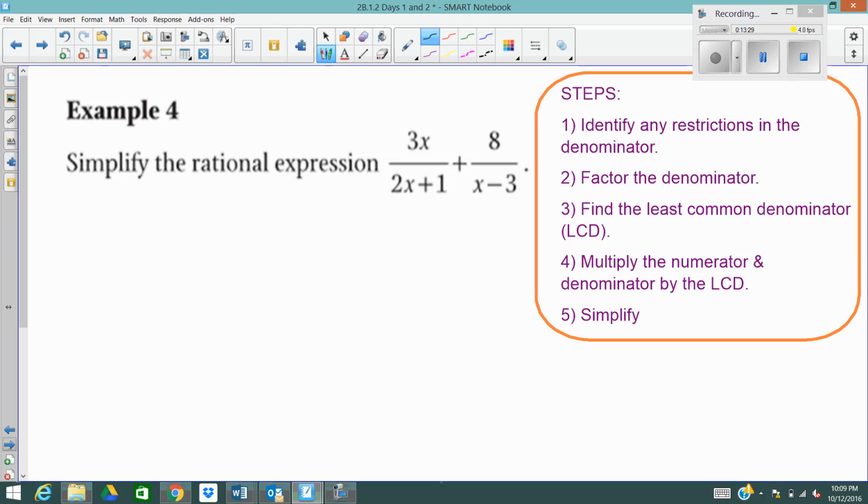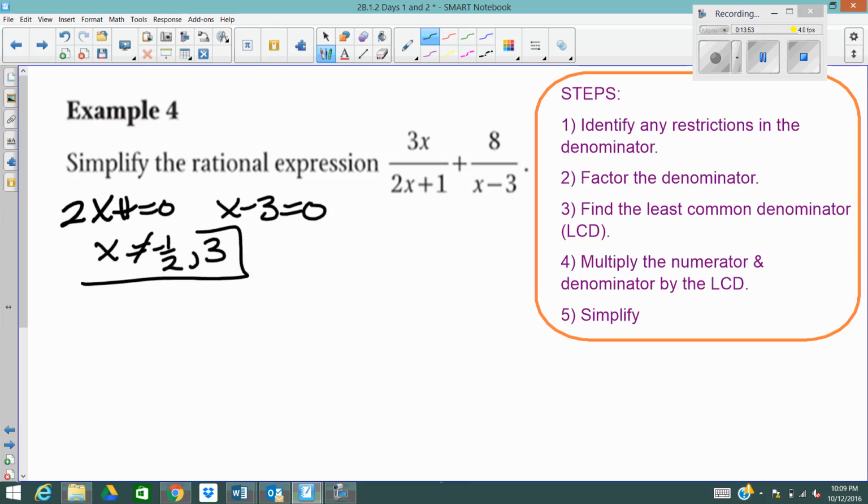All right, example 4. Here finally we're seeing two different binomials. So first things first, let's find our restricted values. Take those denominators, set them equal to 0, to find that x cannot equal -1/2 and x cannot equal 3.